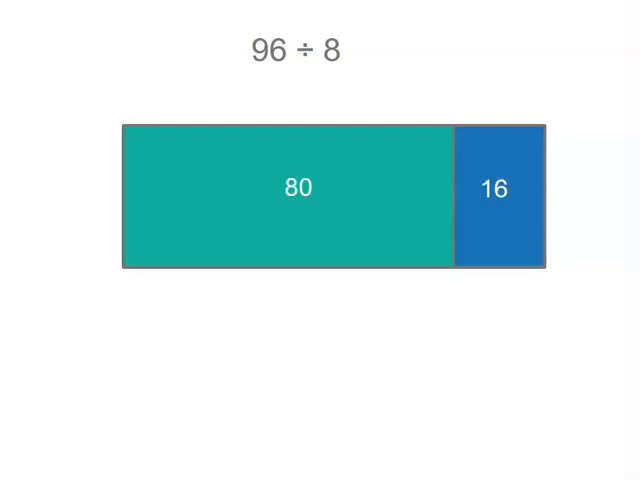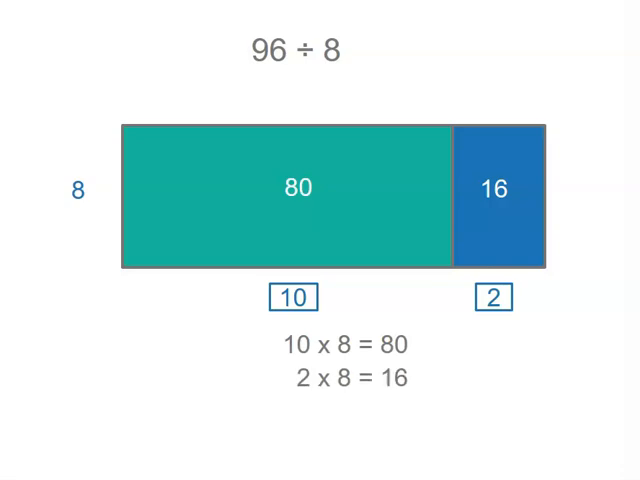16. Why did I choose 80? Because 8 tens are 80. So I've instantly got the length of that side. And my other rectangle has an area of 16, and 8 twos are 16, so I've worked out that 8 times 12 is 96, because 10 plus 2 has to be the total length.